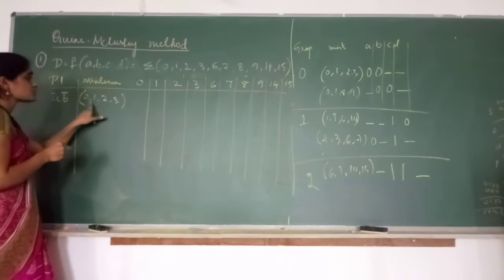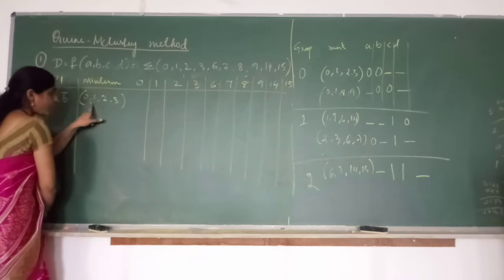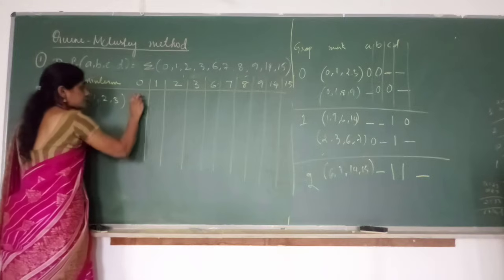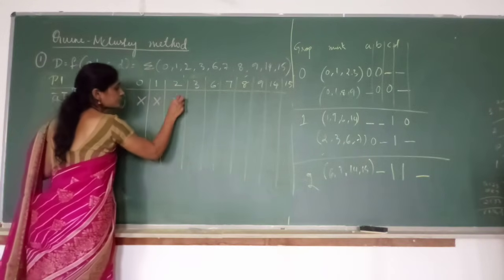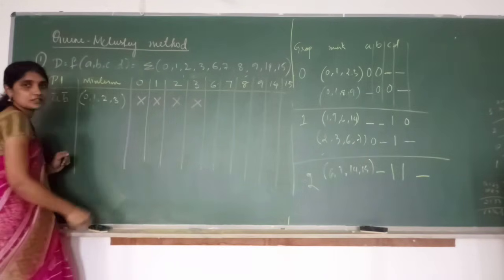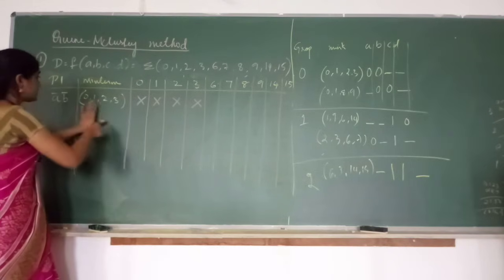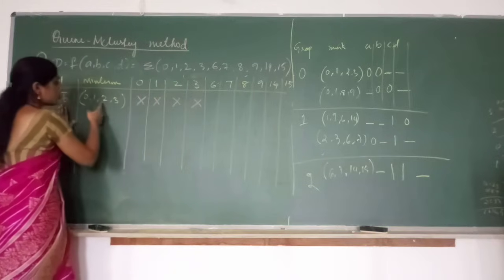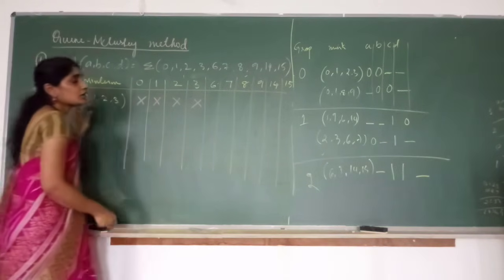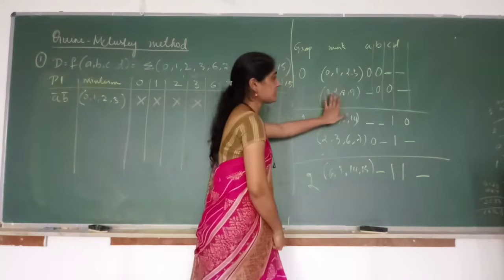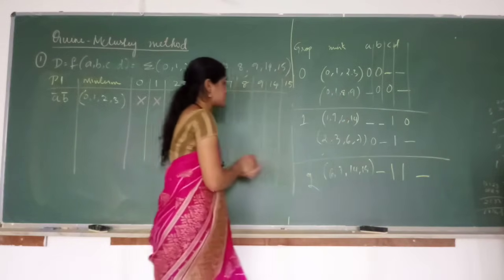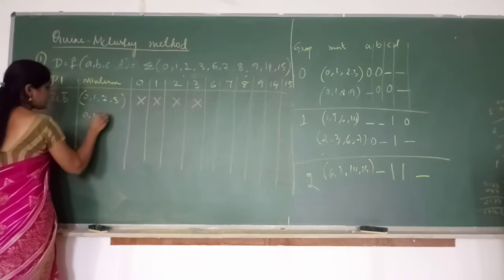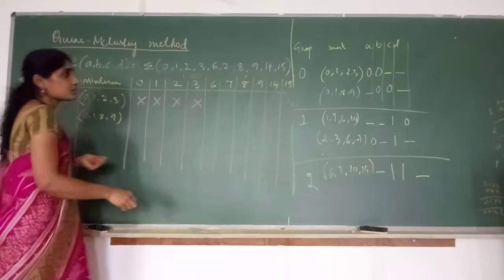Which min terms have you covered? 0, 1, 2, 3. Put a cross mark for them. Write the term, write the prime implicant, and put a cross mark for the min terms that are grouped with this prime implicant. Now the second group which is unchecked is 0, 1, 8, 9. So write that also. 0, 1, 8, 9. What is the term we get?